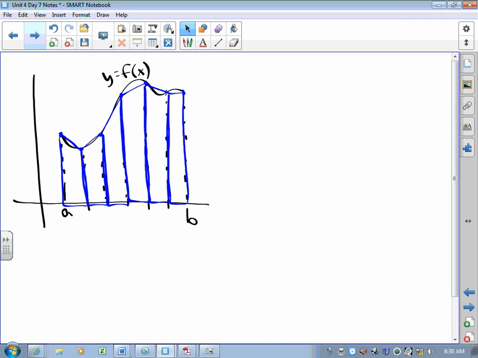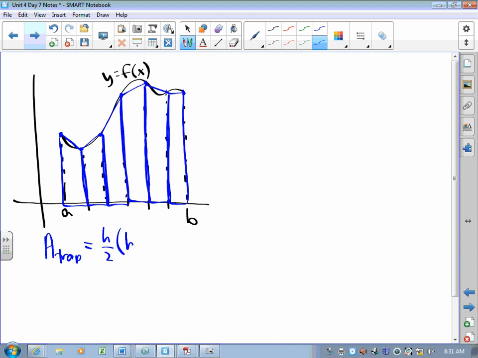They're not the familiar looking trapezoids. They're like trapezoids on their sides, but they're all trapezoids. And I know how to find the area of a trapezoid. The area of a trapezoid is 1/2 the height times the sum of the bases. And so if I ask you for a trapezoidal approximation, then all you have to do is connect a bunch of dots with straight lines and find the areas of trapezoids using the formula h over 2 times base 1 plus base 2.